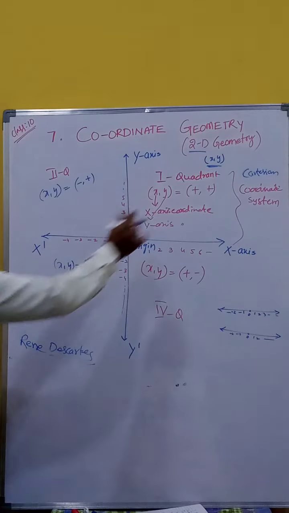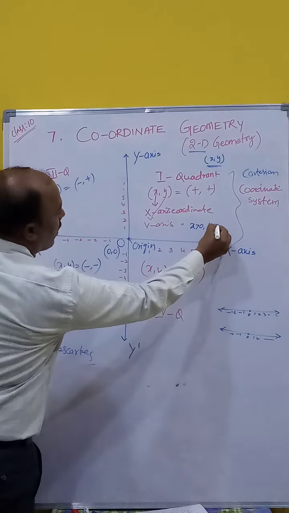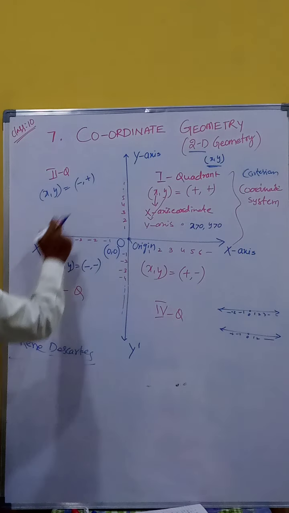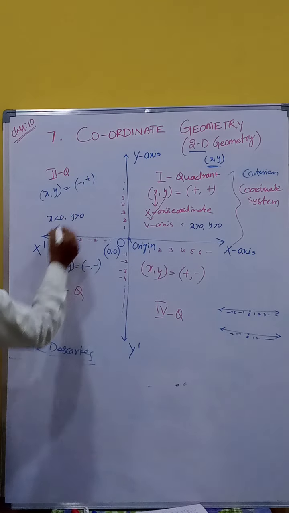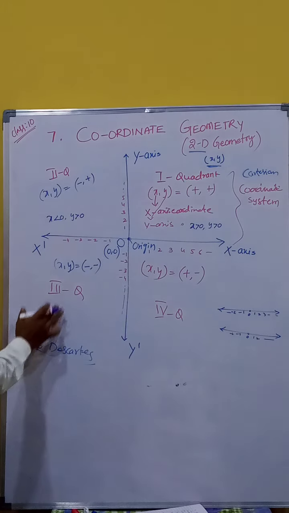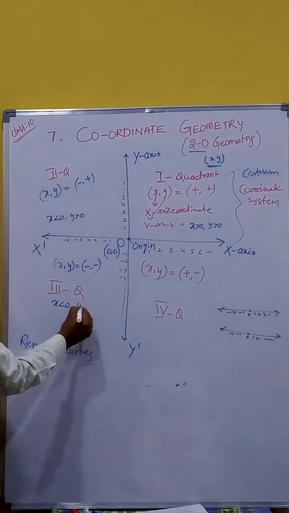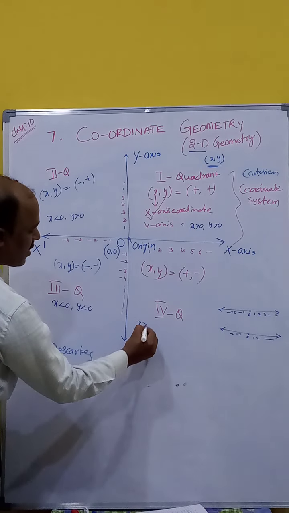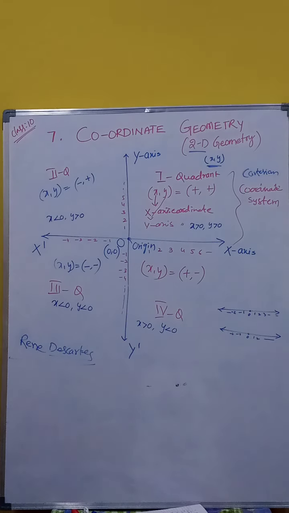Now children, observe here, both are positives. That means x greater than 0 and y greater than 0 in the first quadrant. Come to the second quadrant: x less than 0 and y greater than 0, because y is positive. In the third quadrant, x comma y both are negatives, so x less than 0 and y less than 0. Next in the fourth quadrant, x is greater than 0 and y is less than 0. I think you all got this clearly: first, second, third and fourth quadrant.